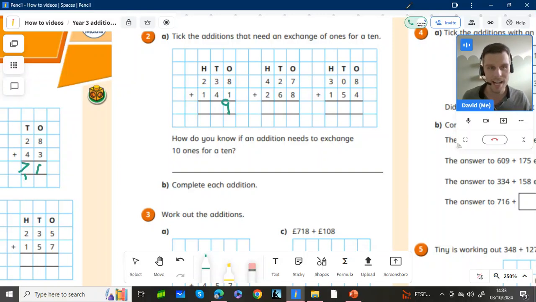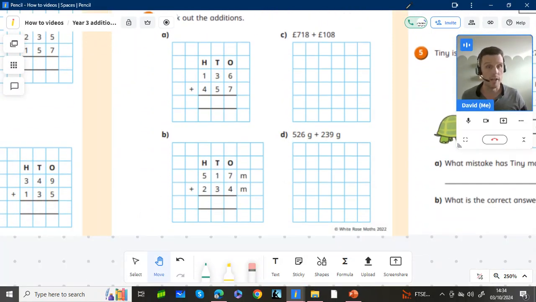Now I'm going to answer the next one just to show what happens. This time we've got 7 plus 8. Well, 7 plus 8 equals 15. So I'm going to show that on here. Now, because that's had an exchange and I've carried forward over 1, that did need an exchange, so I'm going to give it a tick. I'm going to leave you to work out this one if you haven't already, okay? And then part B was to complete each of the additions. For question 3, we work out the additions, okay?